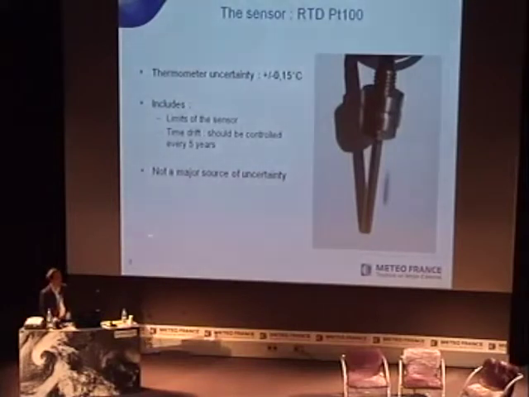This is a really basic sensor, which is an RTD of 100 ohms at 0 degrees, which is really the standard for a lot of meteorological agencies. And the sensor itself gives a maximum uncertainty of 0.15 degrees Celsius. This is not a major source of uncertainty in our system, as we will see further on.